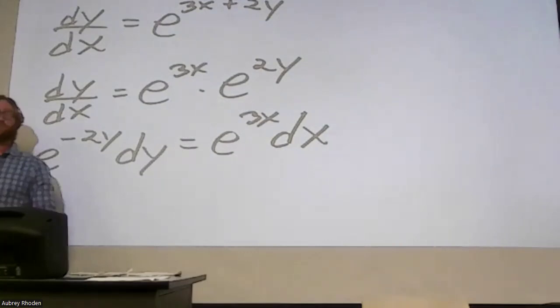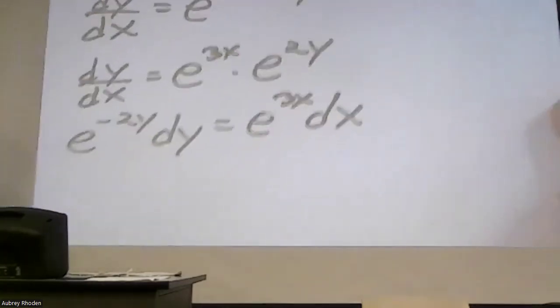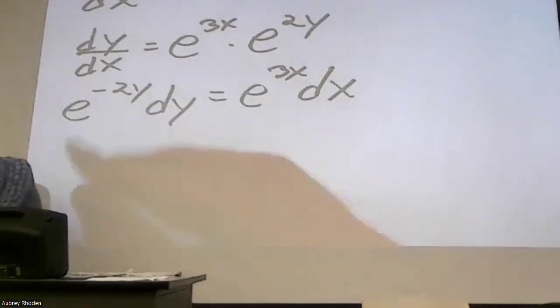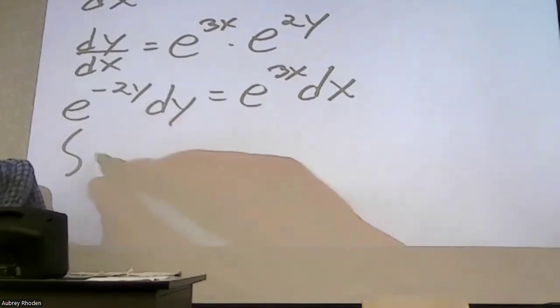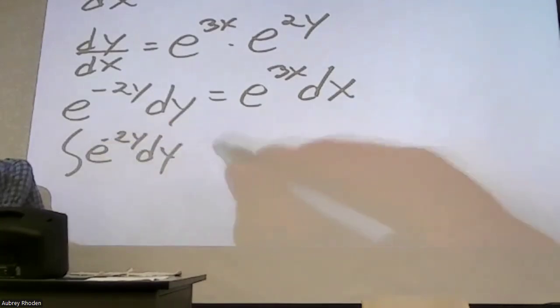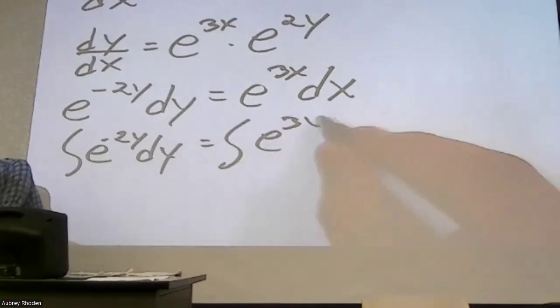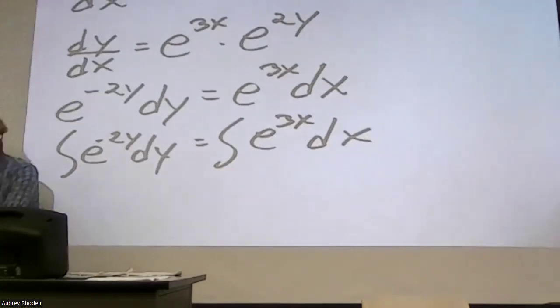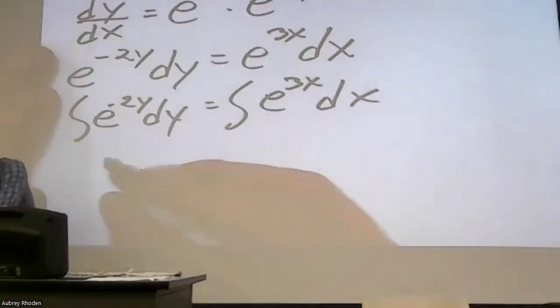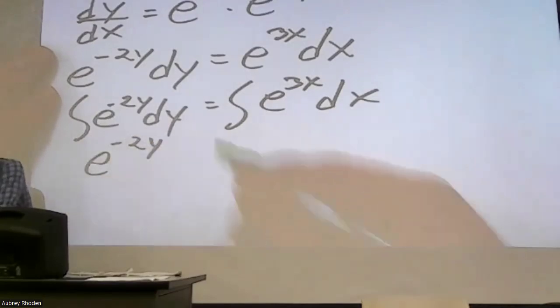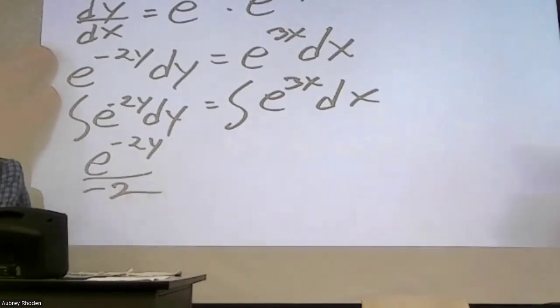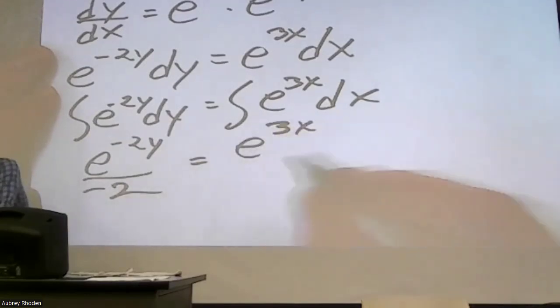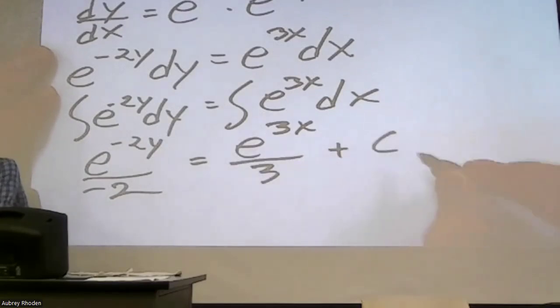Okay. Now, once you have separated them, then you're going to integrate them. So we're going to do the integral of e to the minus 2y with respect to y is going to equal the integral of e to the 3x dx. Now integrating e to the minus 2y, what is this going to do? This is going to turn into e to the minus 2y divided by negative 2, which is going to equal e to the 3x, now divided by 3, plus c1.